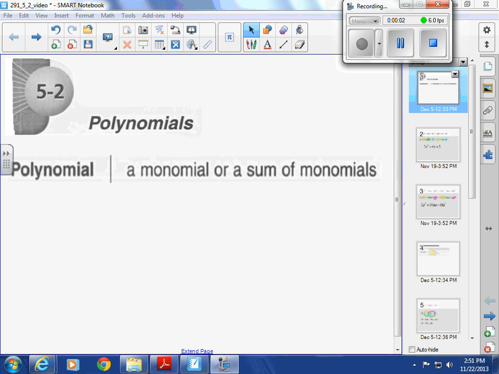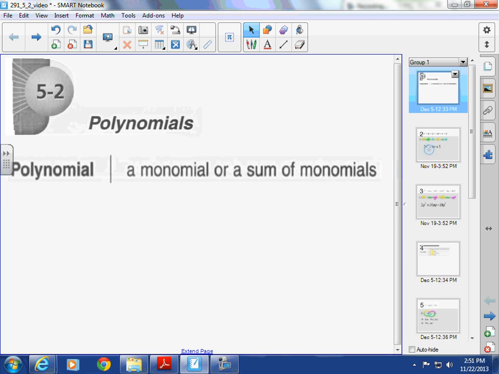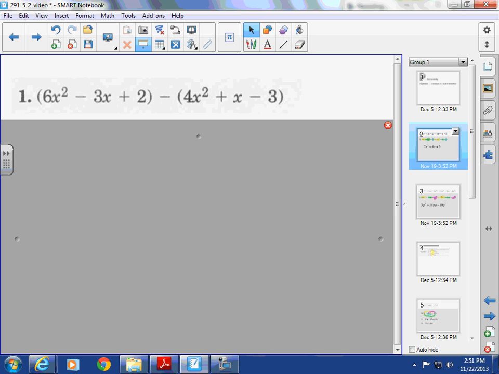Okay, section 5.2 is polynomials. A polynomial is a monomial or a sum of monomials. We're going to add, subtract, and multiply polynomials in this lesson.